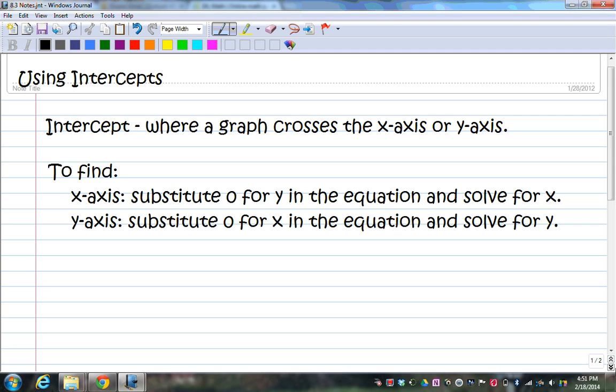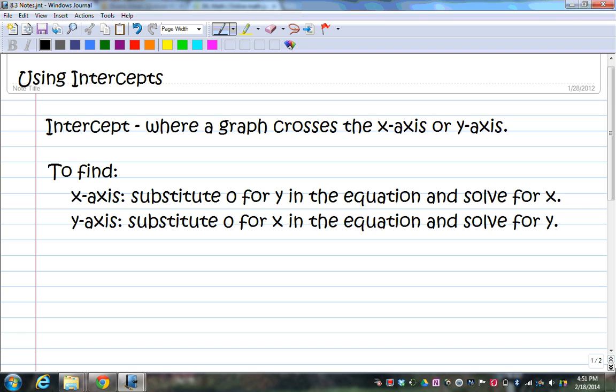Hello everybody! This video will cover using intercepts. Before we can use an intercept, I have to tell you what an intercept is. An intercept is where your graph crosses either the x or the y axis. It intercepts the axis, crossing it.